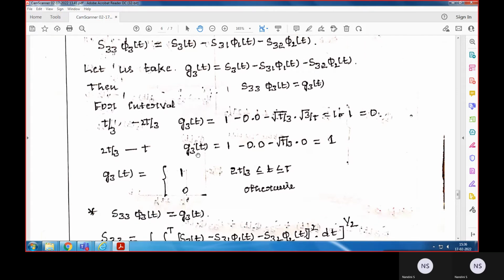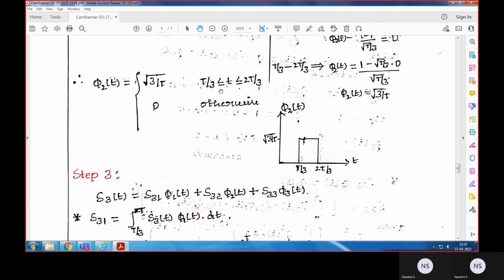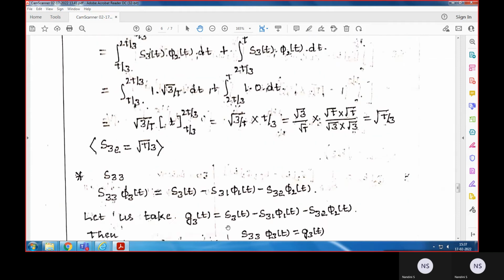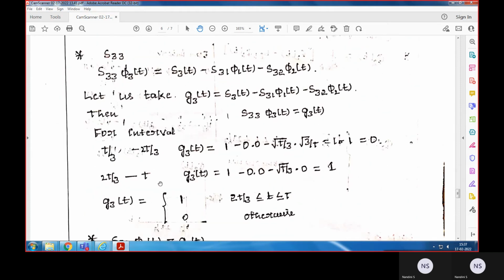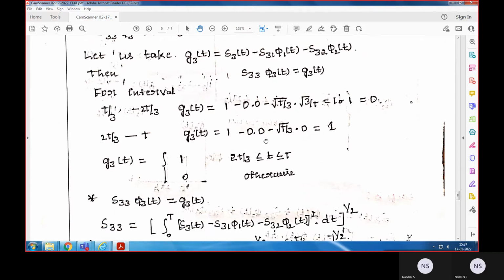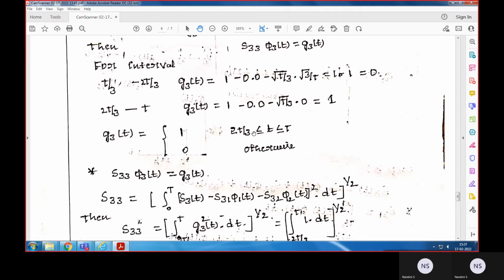From 2t by 3 to t, G3 of t is equal to 1, S31 is 0, phi 1 of t is 0, and S32 is root of t by 3, and phi 2 of t exists only from t by 3 to 2t by 3. Here we are considering 2t by 3 to t, so it doesn't exist in this duration, that's why its value is 0. So 1 minus 0 into root of t by 3 is 0. So G3 of t is 1 for the interval 2t by 3 to t. G3 of t exists only in the duration 2t by 3 to t, and its value is 1 in this duration.